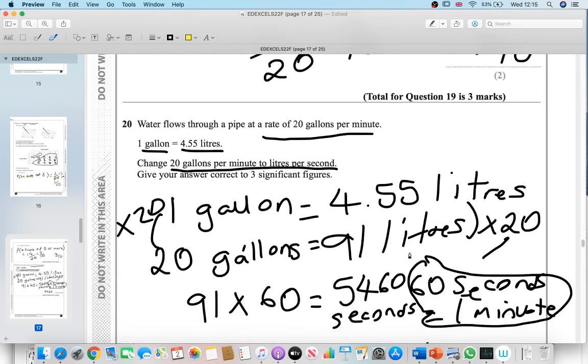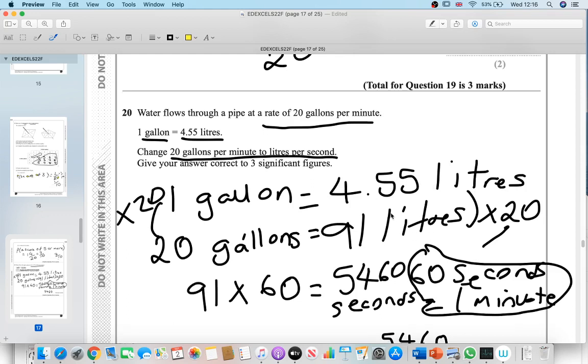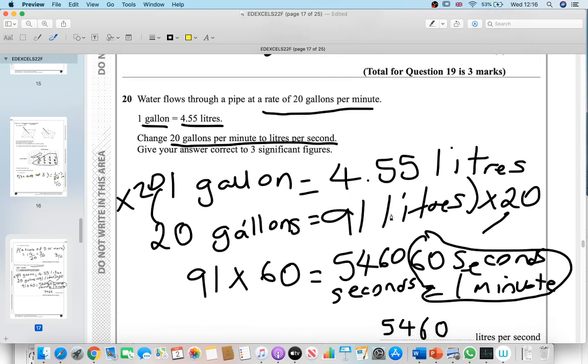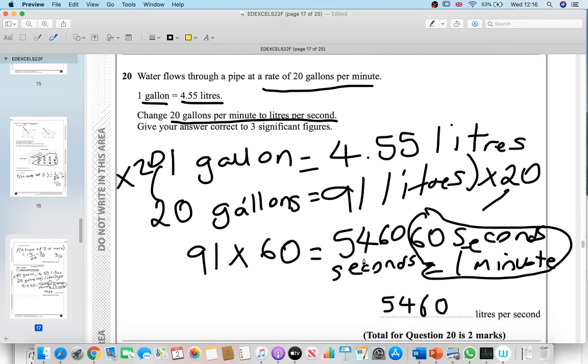Right, guys, question 20. Water flows through a pipe at a rate of 20 gallons per minute. 1 gallon is equal to 4.55 litres. Change 20 gallons per minute to litres per second. First of all, it's a ratio, so 1 times 20 is 20, 4.55 times 20 is 91 litres, so 91 litres per minute. So 91 times 60, because there are 60 seconds in a minute, and I get 5,460 litres per second. That is my answer there, guys.